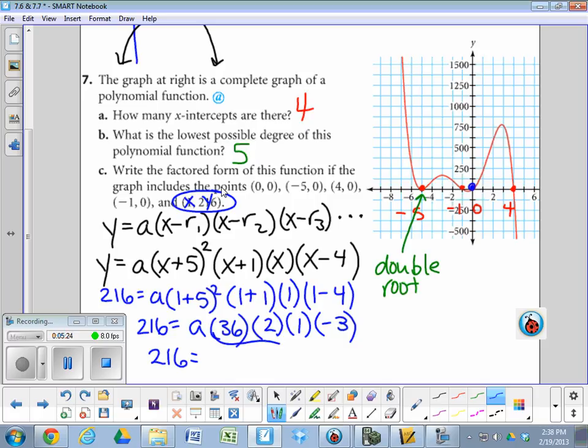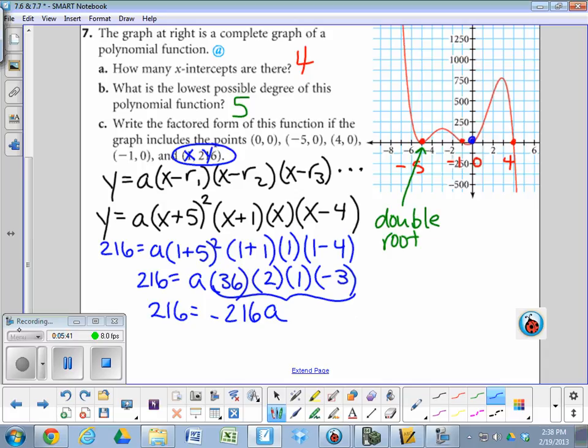Go ahead and multiply these four numbers for me. Which is negative 216 times a. When you divide by negative 216, what's a? Negative 1.